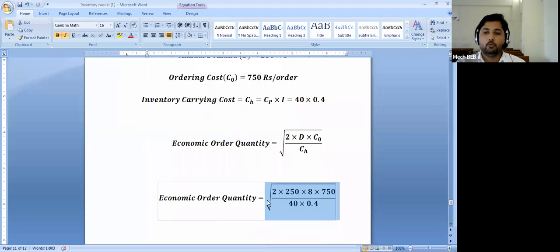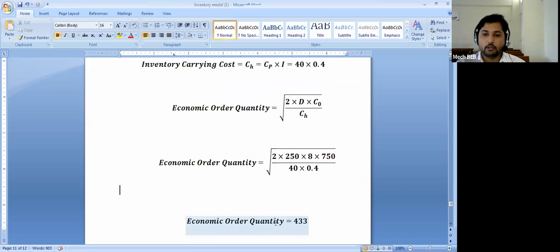So 2 multiplied by 250 multiplied by 8 multiplied by 750. So 2 as it is, D is nothing but demand, which is equal to 250 multiplied by 8. C naught is the ordering cost and it is given data, so it is equal to 750, whole divided by CH. Now CH, we know that it is CP multiplied by I, so 40 multiplied by 0.4. So the economic order quantity, you will get 433.